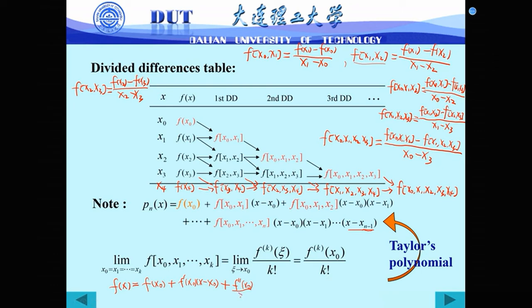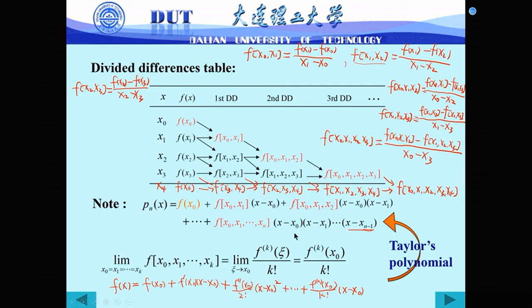divided by 2 factorial, right? Multiplied by, since x0, x1 go to x0, just x minus x0 squared, right? And continue to the last term. Because the limit is just the k-th order derivative at x0 divided by k factorial, multiplied by, now all the nodes go to x0, so it should be x minus x0. What is the power?